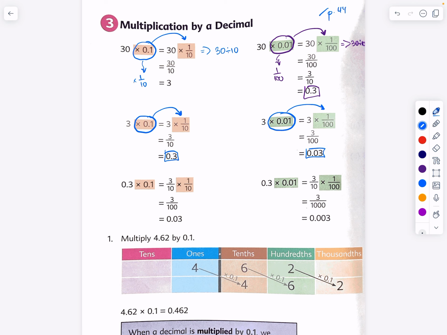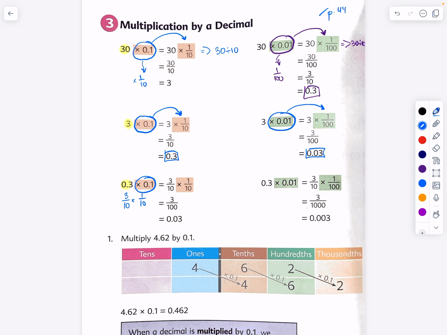And finally, using the same logic, let's take a look at what it's like to multiply. Notice, my friends, we keep taking a smaller number. 30 times 0.1, 3 times 0.1, and finally 3/10 times 0.1, right? So let's do the final pattern recognition. What is it like to multiply 0.3 or 3/10 by 0.1? We can write 3/10 times 1/10.